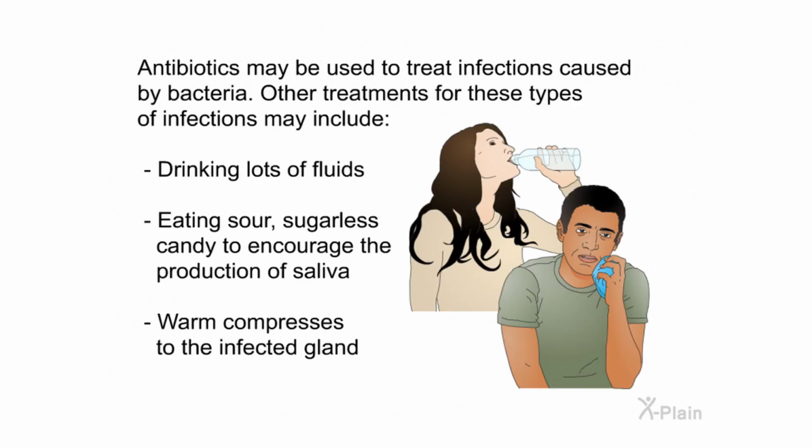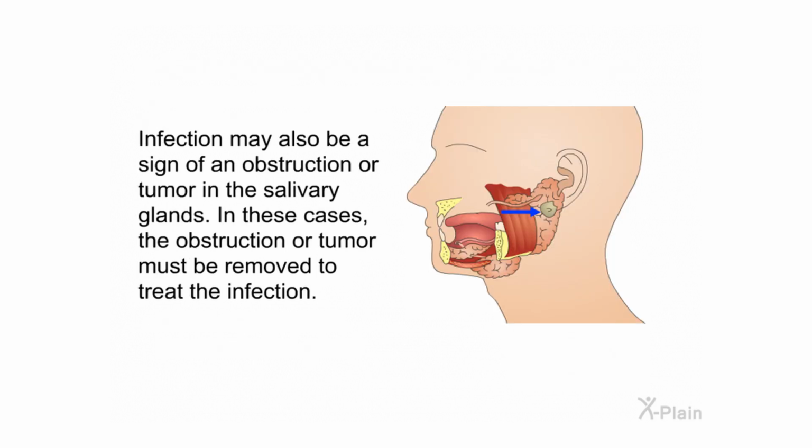Antibiotics may be used to treat infections caused by bacteria. Other treatments for these types of infections may include drinking lots of fluids, eating sour, sugarless candy to encourage the production of saliva, warm compresses to the infected gland. Infection may also be a sign of an obstruction or tumor in the salivary glands. In these cases, the obstruction or tumor must be removed to treat the infection.